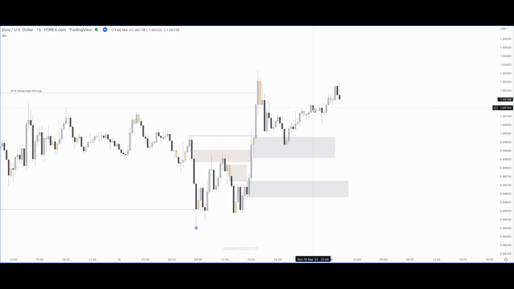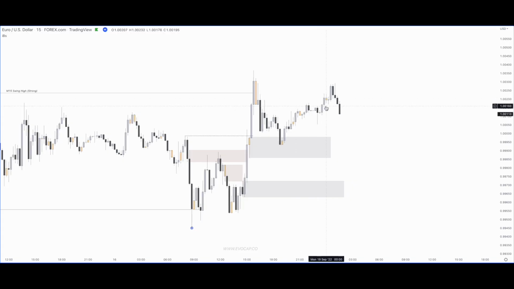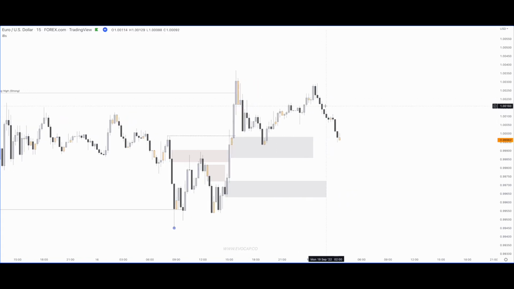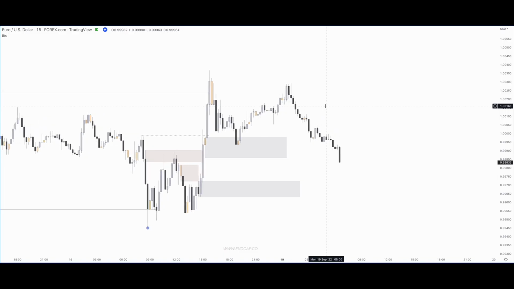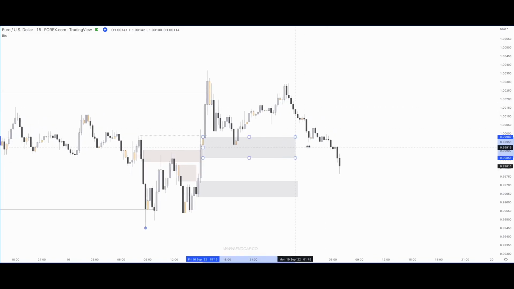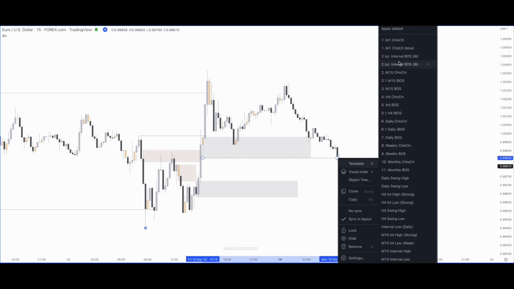So this is pretty corrected price action. No surprise really throughout the Asian session. And then coming into the start of London, as you can see, this demand now fails, right? So internal order flow is now bearish. That would be a bearish change of character.